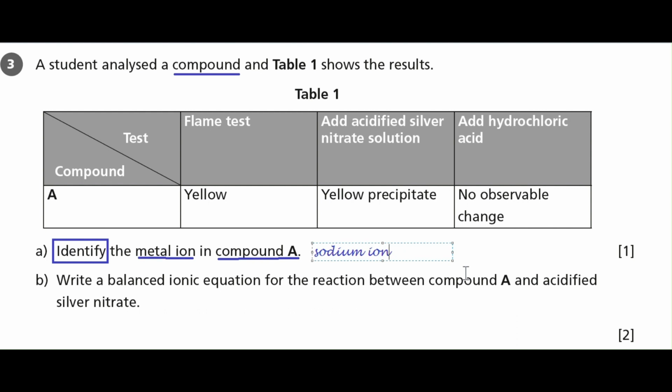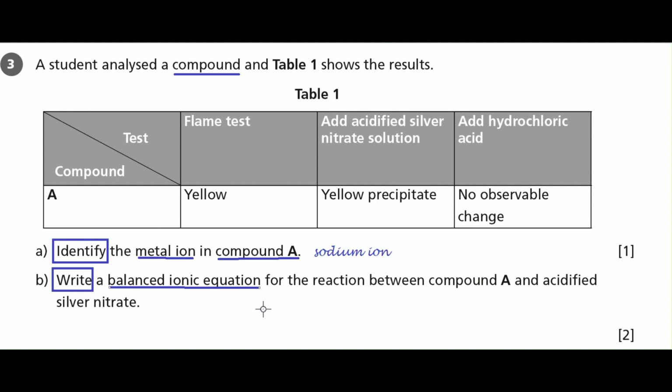Part B. Write a balanced ionic equation for the reaction between compound A and acidified silver nitrate. So what's the command word? The command word is write. And what other key information has the examiner given me? They want a balanced ionic equation. Remember, in any chemical reaction, the atoms cannot be created or destroyed, they're just rearranged. So they must be balanced with the same number of atoms at the start as at the end. And in an ionic equation, it shows the ions that are doing the chemistry. So it doesn't contain any what are called spectator ions, those ions that aren't actually involved in the chemistry.